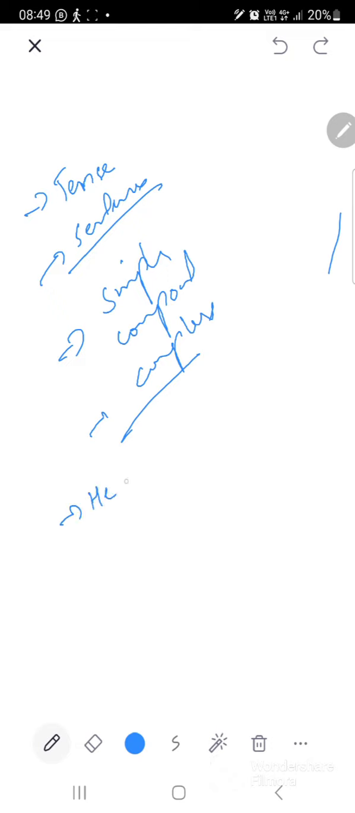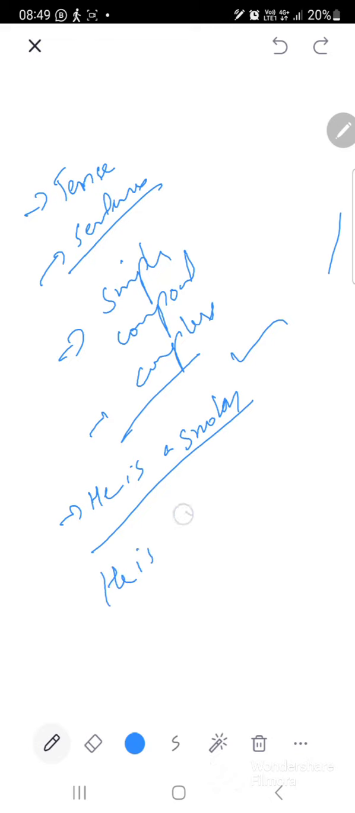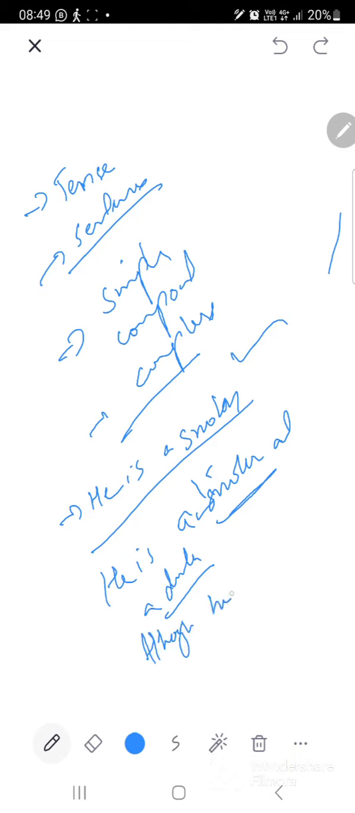So let's say, "He is a smoker", an example of a simple sentence. We can use "He is a smoker and a drinker", right? You can also write, let's say, "Although he is a smoker, he does not drink." So, use of the complex sentence.